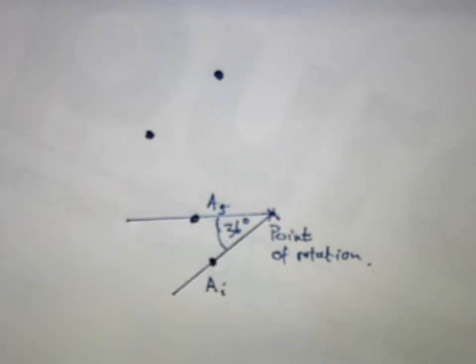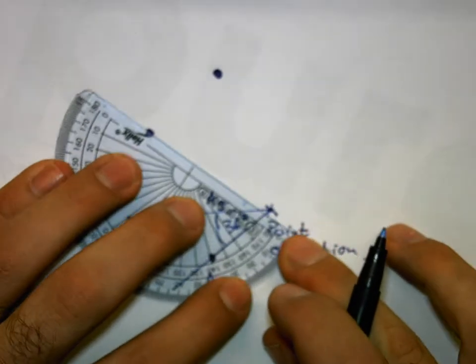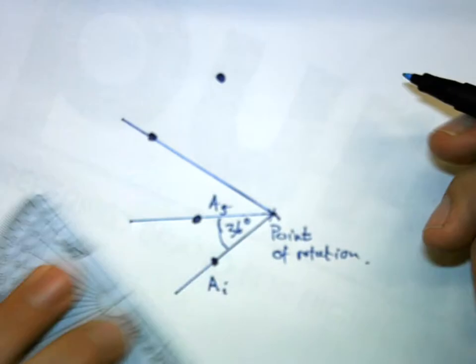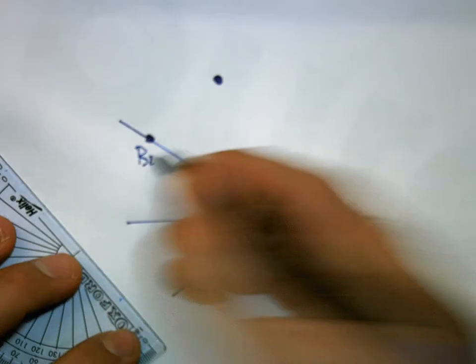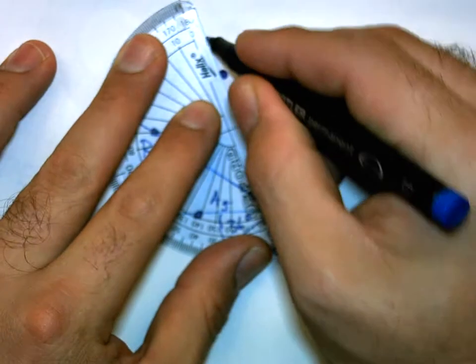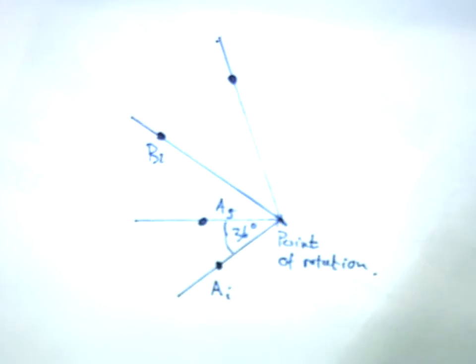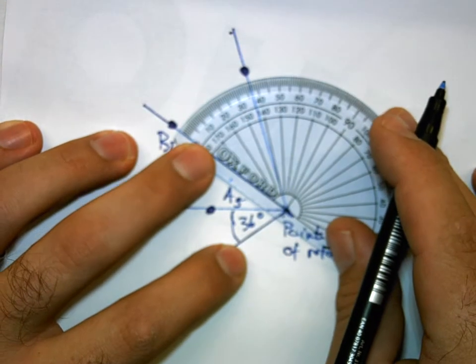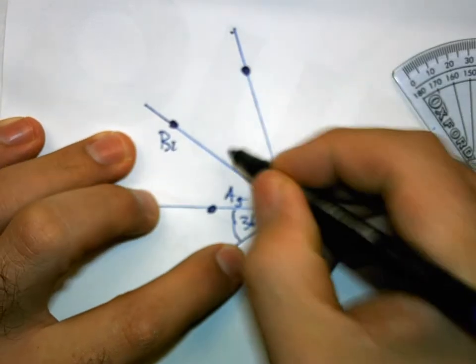Now let's look at this point. So this was where point B was initially. This is where point B ended up. And if we measure this angle, we find again 36 degrees.